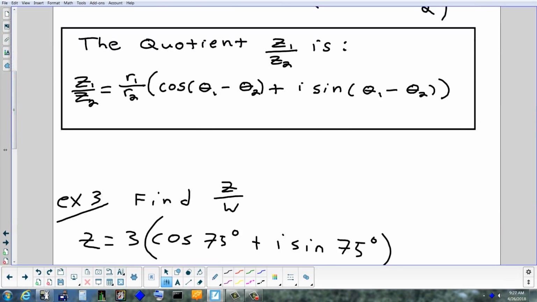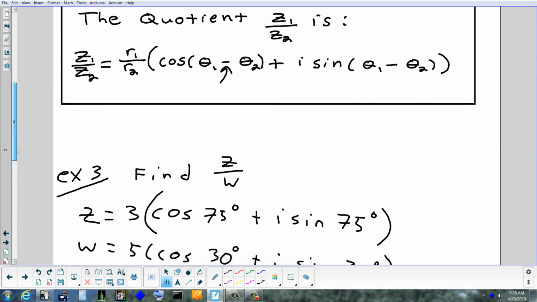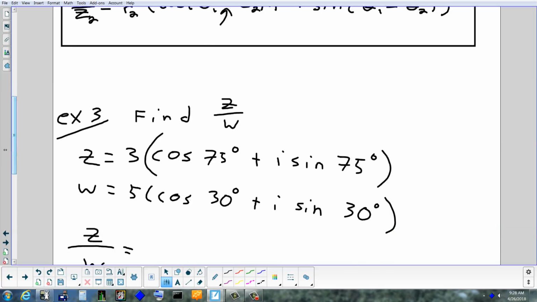And now we have to be careful with division because look at what we have right here. That's subtraction. When you subtract, does the order make a difference? Yes, you can't switch the order. So you have to make sure you subtract in the correct order. How do you know the correct order? It's always the top one minus the bottom one. First minus second. Right? So in this case, whatever the angle is for z minus whatever the angle is for w. All right, so let's do this out.